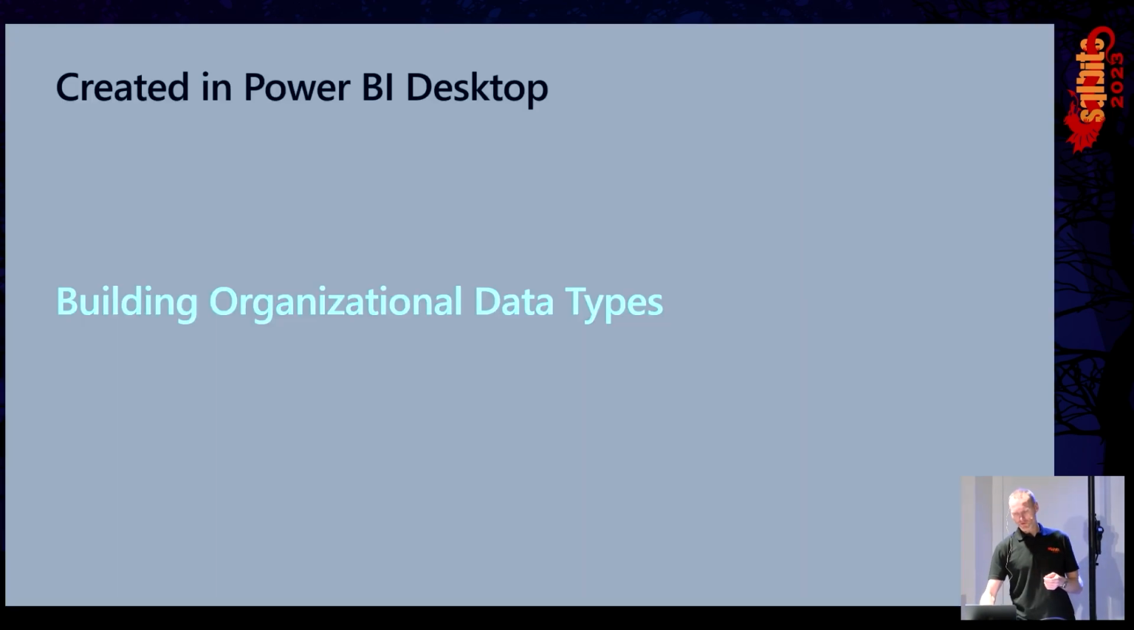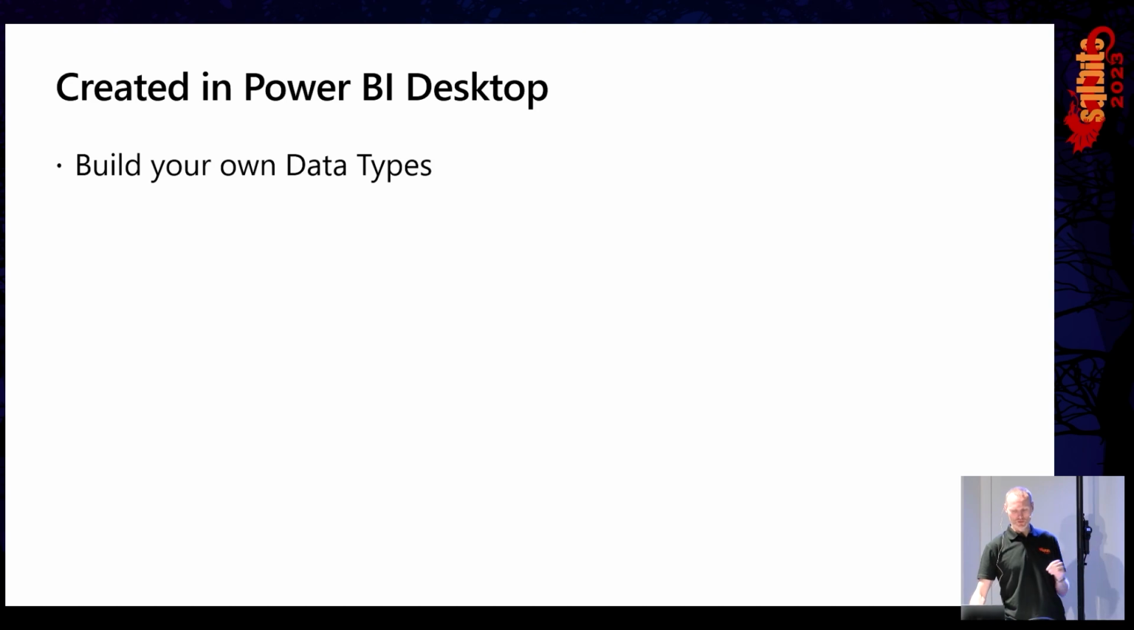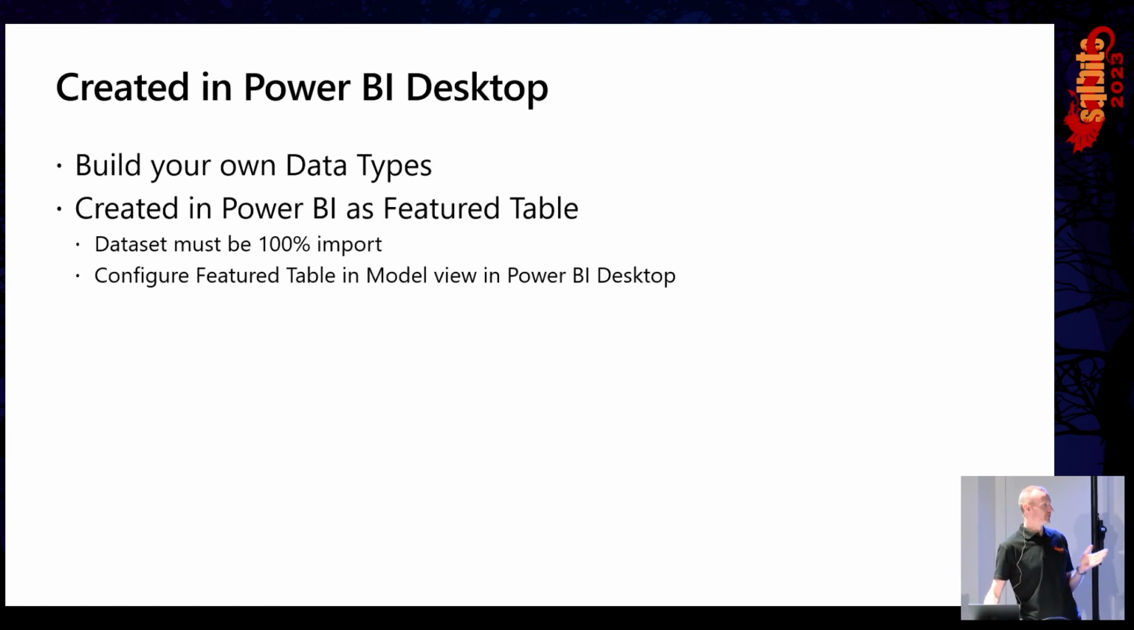The way you build organizational data types, you'll get these slides afterwards, so this is just for reference, and I will also show it to you. You build your own data types by creating them as a featured table in Power BI Desktop in the model view. It's important, if you go home and try this, that the dataset must be 100% import. If you try to make a composite model with just one table that is DirectQuery, then it will not work.